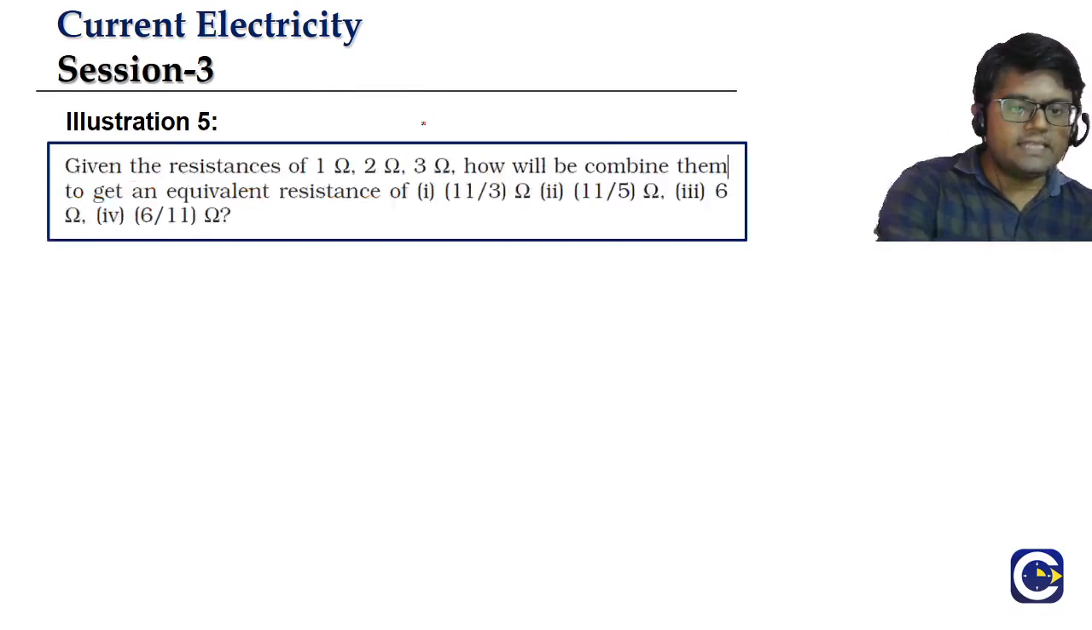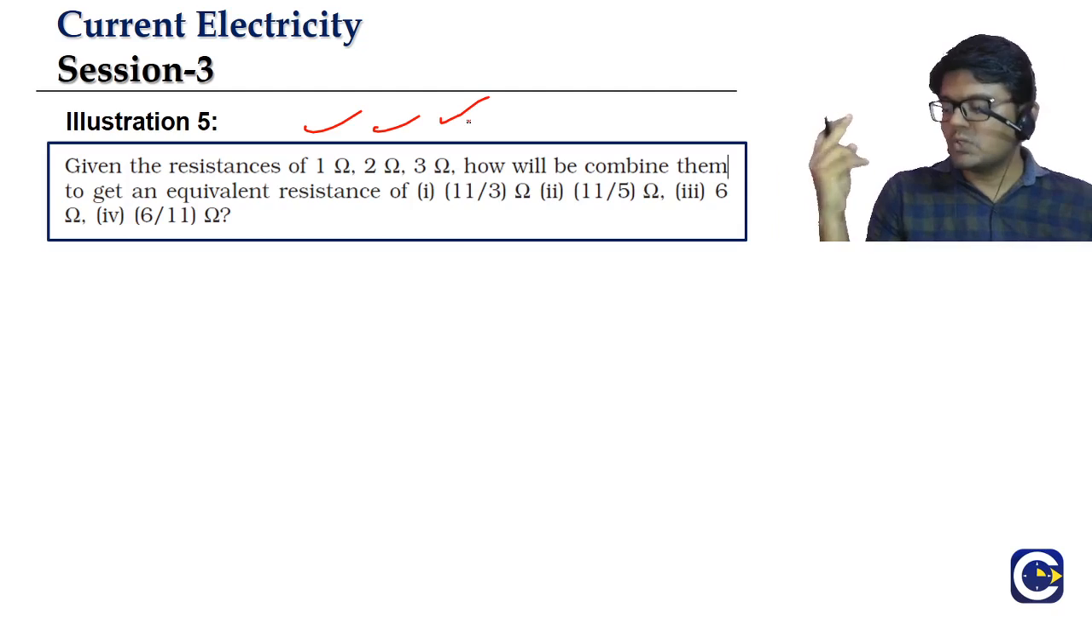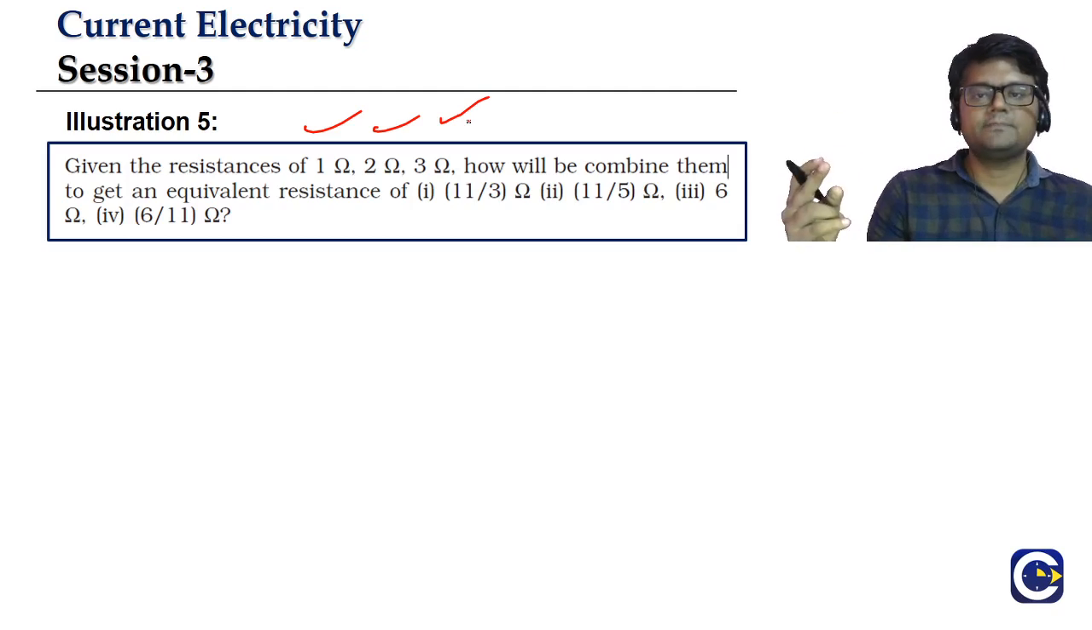Okay. Let's see, guys, if we can answer this one. This is another interesting question. Look at the 5th question. Given resistances 1 ohm, 2 ohm, 3 ohm. What are the resistances we are having, guys? We are having a 1 ohm resistor, a 2 ohm resistor, and a 3 ohm resistor.